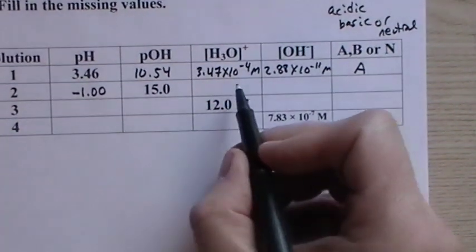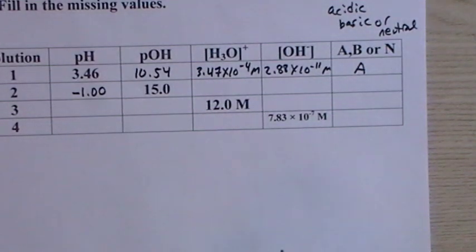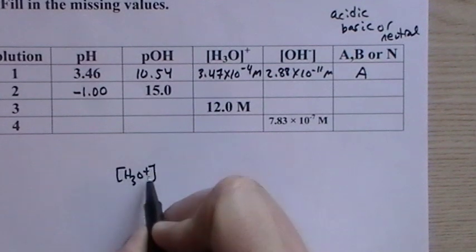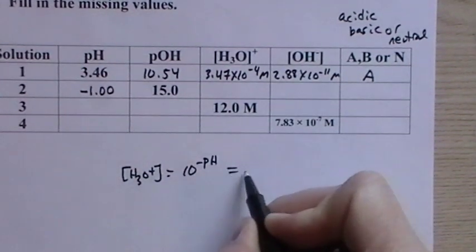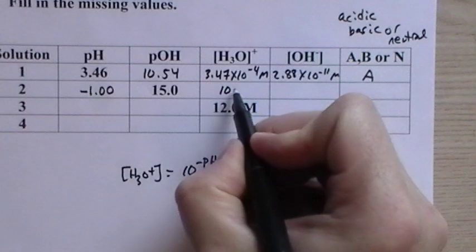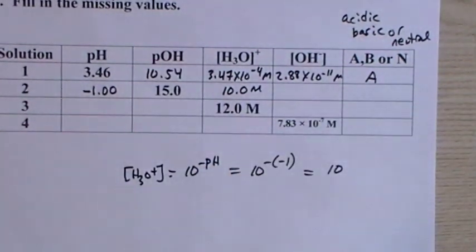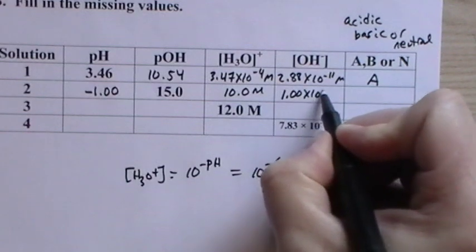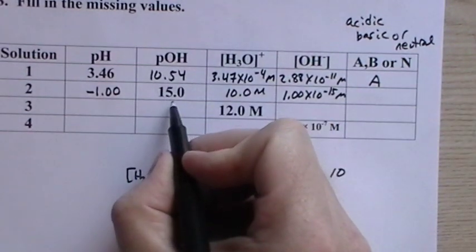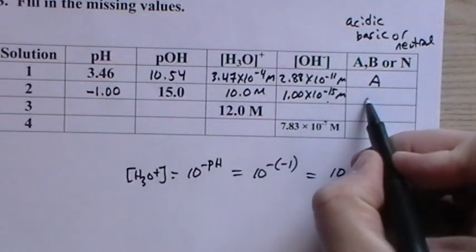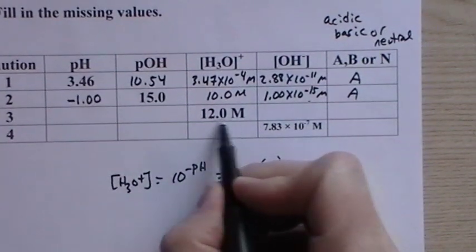So for H3O+, let me actually do this one out carefully. H3O+ is going to be 10 to the minus pH, and for this one it's going to be 10 to the minus 1, so it's going to be 10 molar. And then the concentration of OH minus will be 10 to the minus 14 divided by 10. So we should expect it to be 1.00 times 10 to the minus 15 molar. And that's exactly what this is telling us. It's 10 to the minus pOH, or 10 to the minus 15. Well, this is very, very acidic. So that's A.